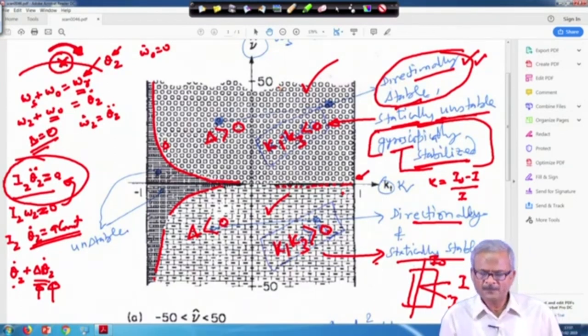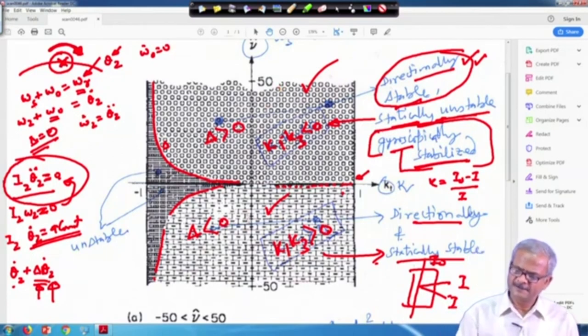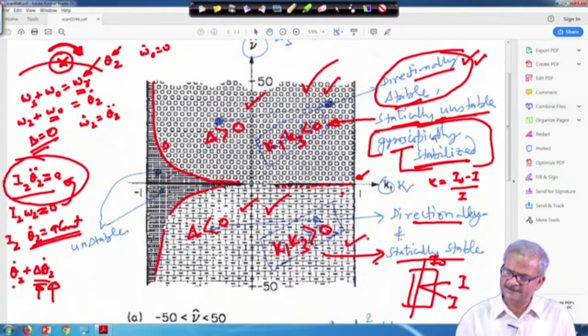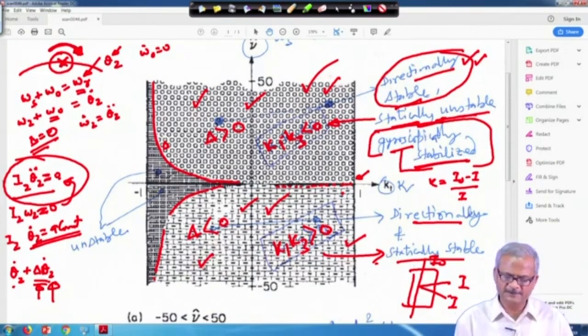Therefore, in both these regions the system remains statically stable, and in both these regions the system remains directionally stable. Here it is statically unstable, while here it is statically stable. Here the gyroscopic stability is ensured, while in this range gyroscopic stability is not there.